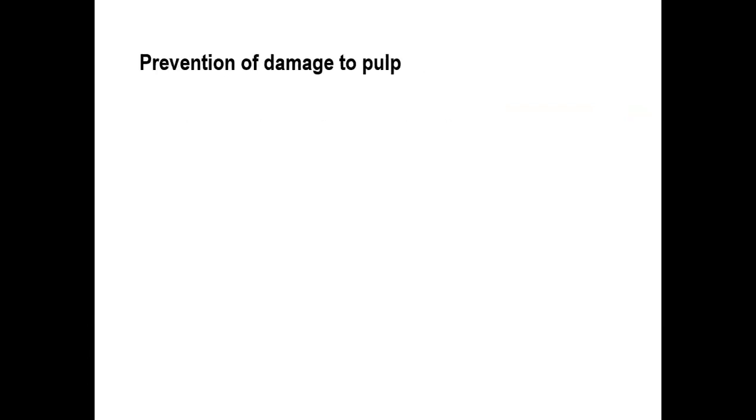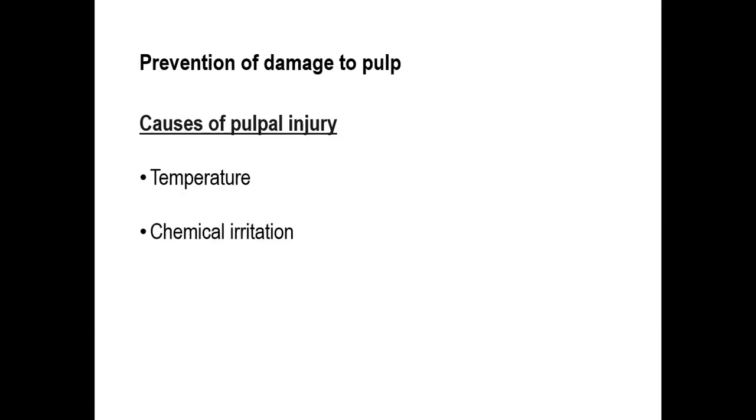Now, prevention of damage to pulp. There are various reasons for pulpal injury. That is, temperature could be one reason, chemical irritation, and bacterial action. Extreme temperature, chemical irritation, or microorganisms can cause irreversible pulpitis, particularly when they occur on freshly cut dentine.